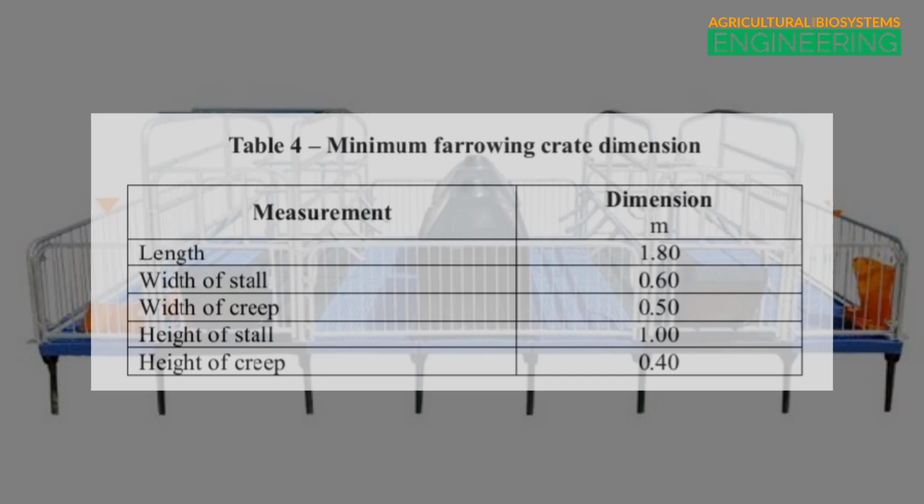Minimum farrowing crate dimension. The measurement of the length is 1.80 meters. The measurement of the width of stall is 0.60 meter. The width of creep is 0.50 meter. The height of stall is 1 meter. The height of creep is 0.40 meter.